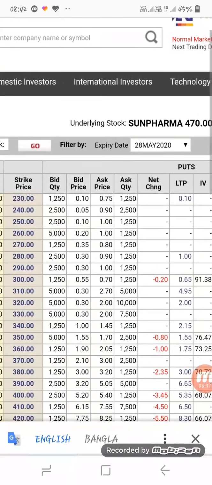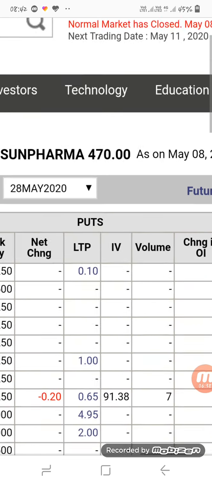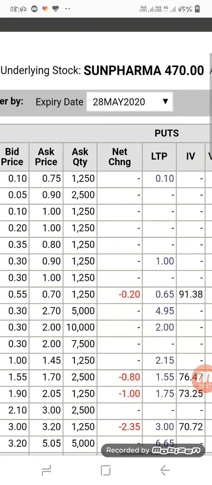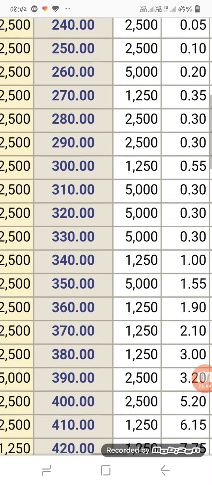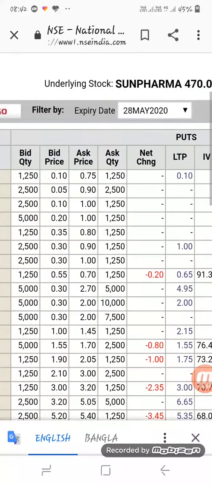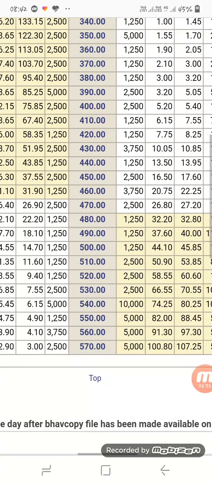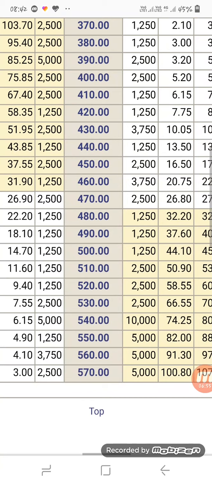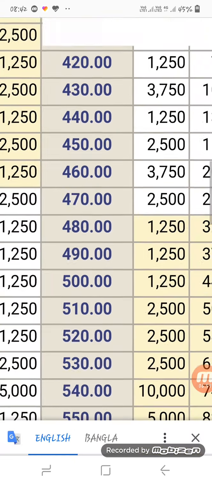But when we are playing in the derivative market, especially in the option market, we need to first take care of the spot price. What we need to see is the spot price, and then we need to select the strike price. So what is our assumption? Say we are thinking from our analysis that this 470 might go up to 500.